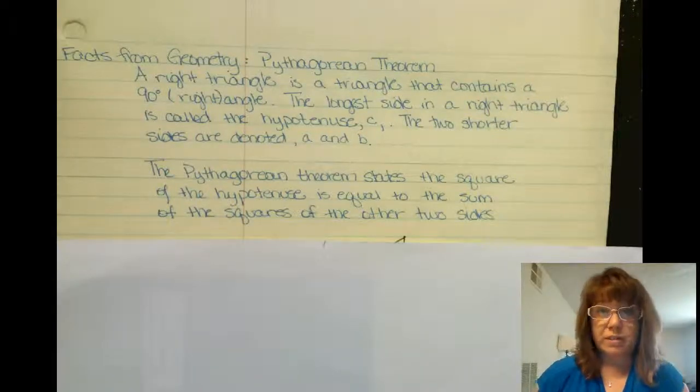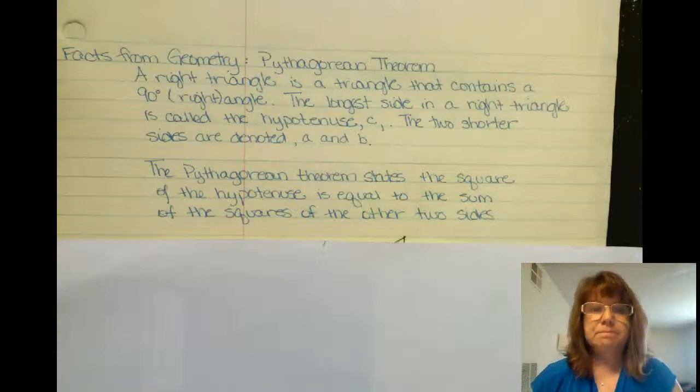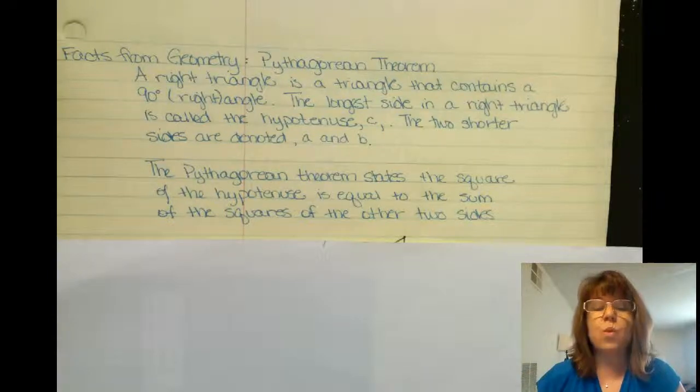Part 2 of lecture 4.7. We're going to start talking about the Pythagorean Theorem. Now, the Pythagorean Theorem is very explicit to a right triangle. A right triangle is a triangle that contains a 90-degree or right angle.